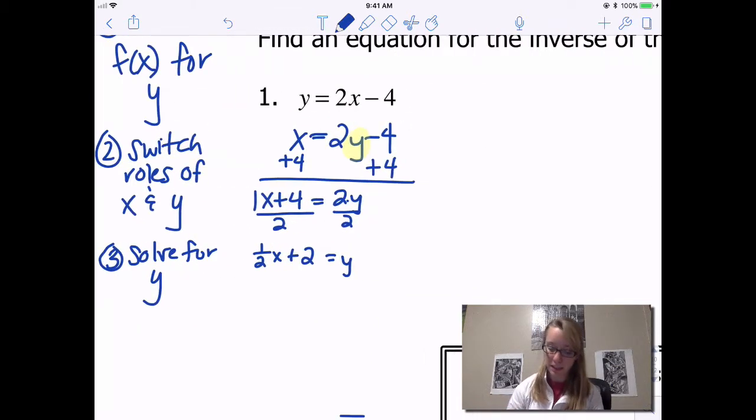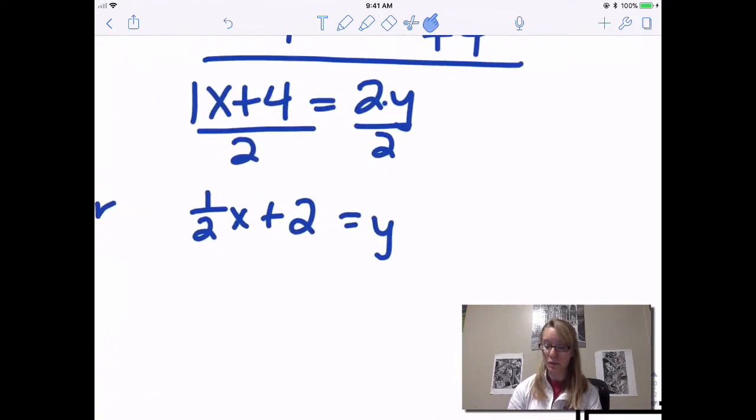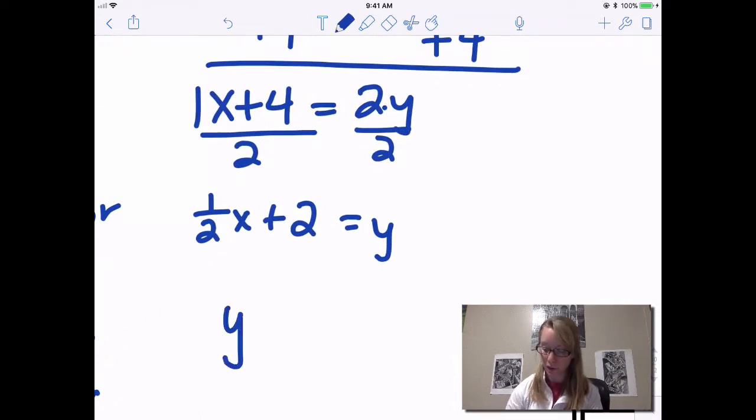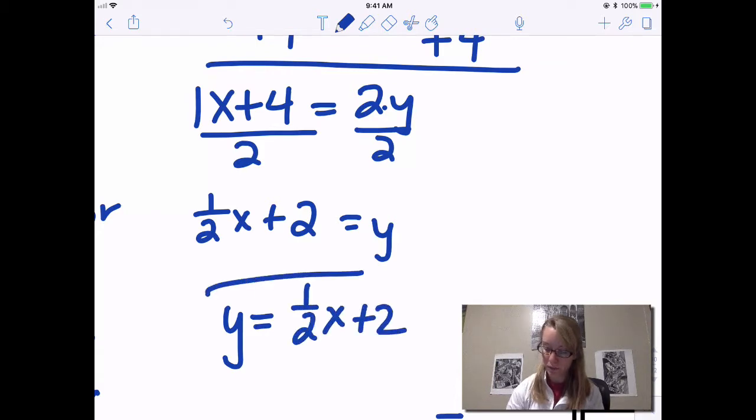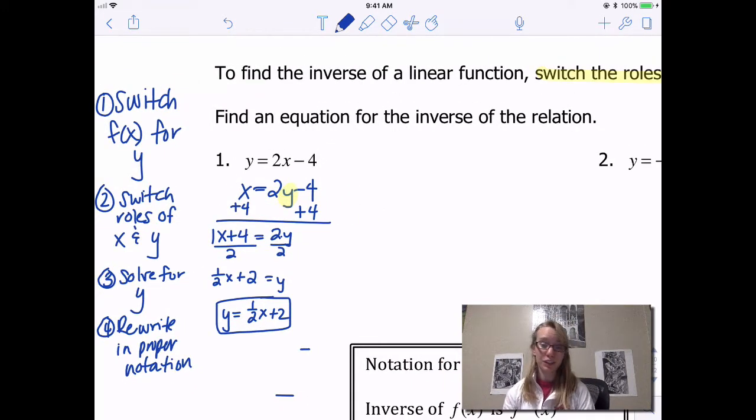The last step says that I want to rewrite in proper notation. Rewriting in proper notation, in this case, I don't really have to change anything. You might be used to having a y on the left side and then 1/2 x plus 2, because that's how we usually see our lines, as y equals mx plus b. So you can certainly do that.